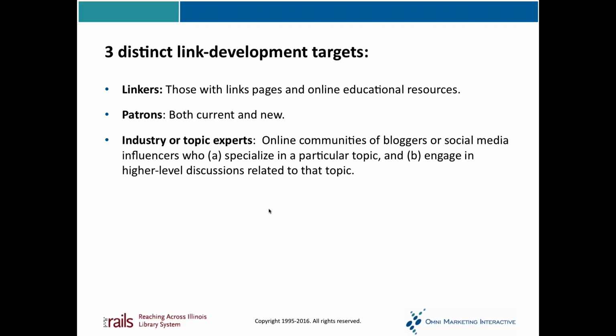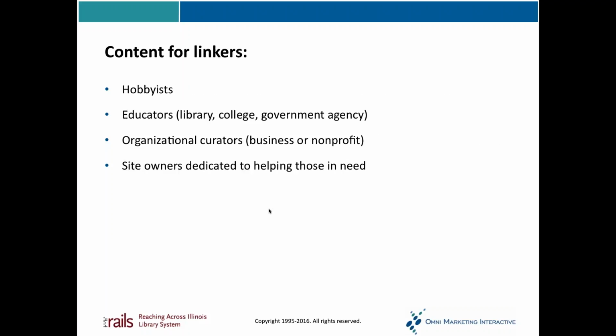And then also people who are topic experts. Maybe somebody's an expert on the Civil War. Maybe somebody's an expert on Japanese literature. You could talk to these topic experts and get a really good set of resources on your library website. So content for linkers: people who are hobbyists. I do know a lot of Civil War buffs. Educators, organizational curators, whether they be a business or a nonprofit organization. And there are people like me who love to link out to people in need. Think about domestic violence shelters. Domestic violence shelters would do great if they would only link to each other. So they would have a really high quality group of links that Google would value, and the people that need these domestic violence shelters would value.